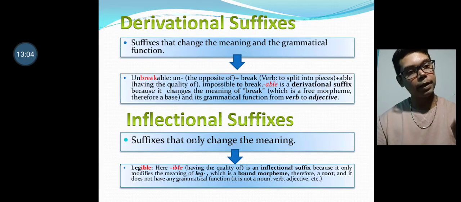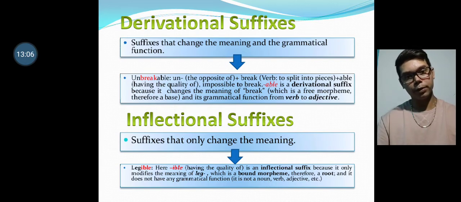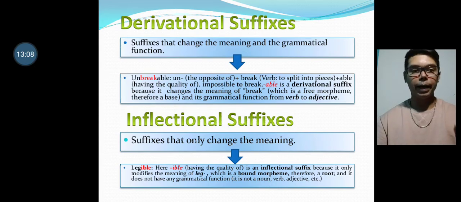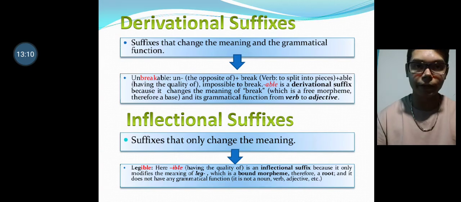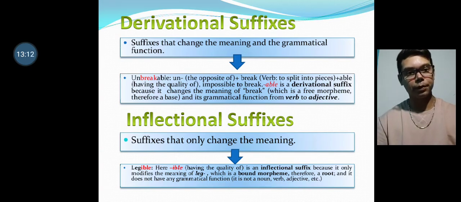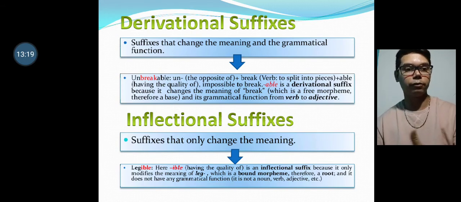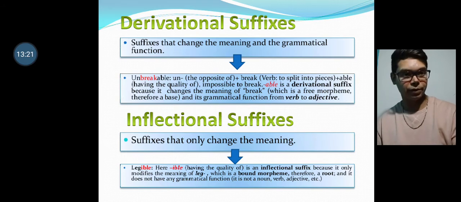So, analizamos de esta manera el sufijo que tenemos allí. Vamos a decir, able is a derivational suffix because it changes the meaning of break, which is a free morpheme and therefore a base, and its grammatical function from verb to adjective.